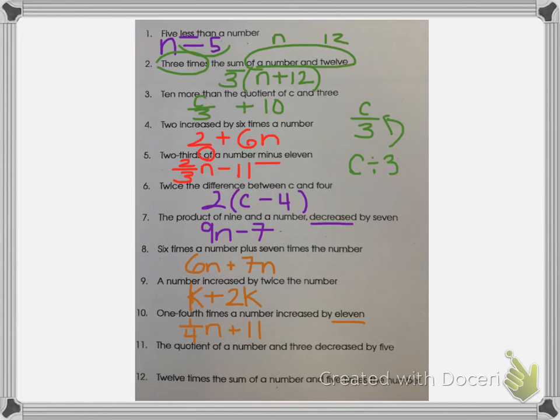Okay, we've got the quotient. I know this one. Let's go. So the quotient, let's give it an L. L over 3. The quotient of a number and 3 would be L over 3. Decreased by 5. Minus 5, there it is. L over 3 minus 5.